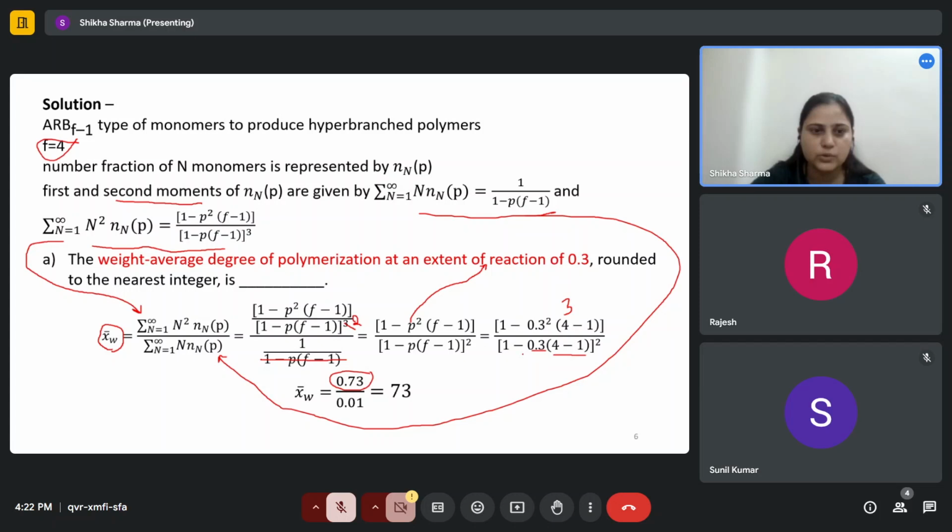1 minus 0.3, and here it's 4 minus 1, 3. So 4 minus 1 is 3, multiplied by 0.3, which is 0.9. 1 minus 0.9 is 0.1, and its square is 0.01. We get it in the denominator. So when we divide, we will get our weight average degree of polymerization equal to 73. So first part, is it clear, everyone?